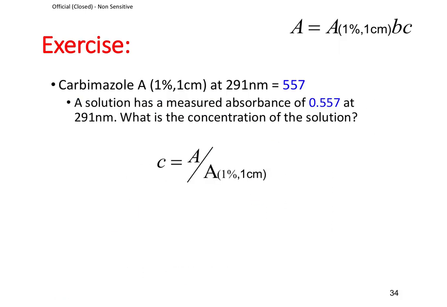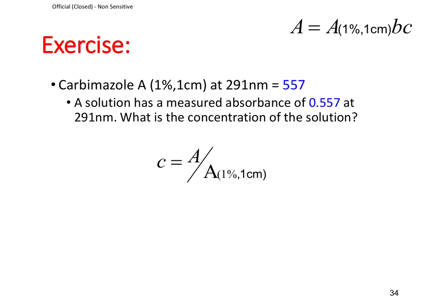Now let's try using the Beer-Lambert law to solve a question. Carbimazole has a specific absorbance at 291 nanometers of 557. A solution of carbimazole has a measured absorbance of 0.557 at this same wavelength. What is the concentration of the solution? To try out this question, pause the video, and to check your answer, press play again.